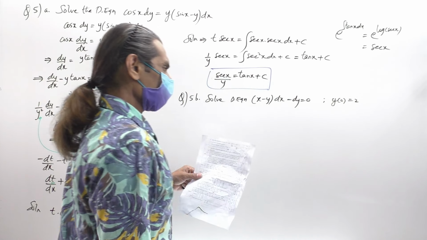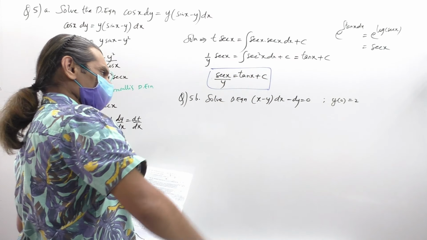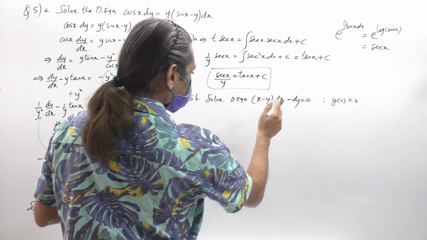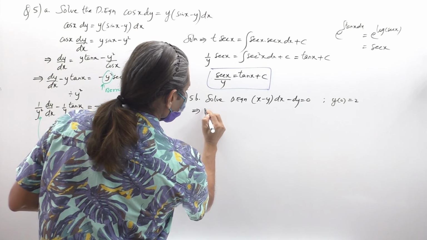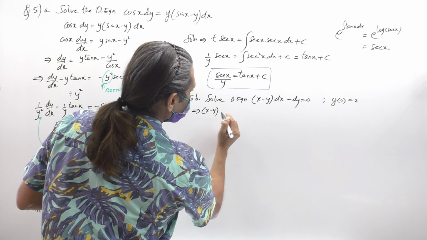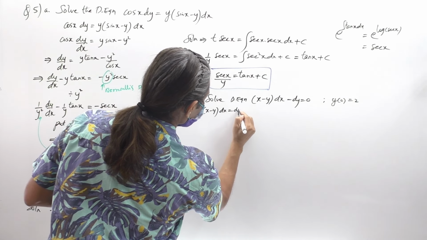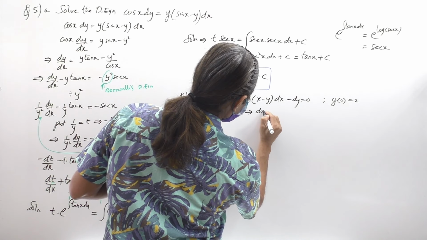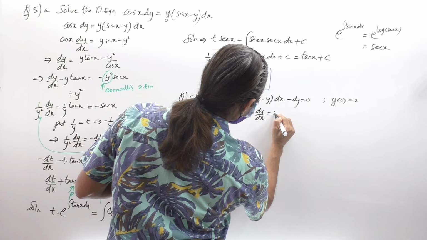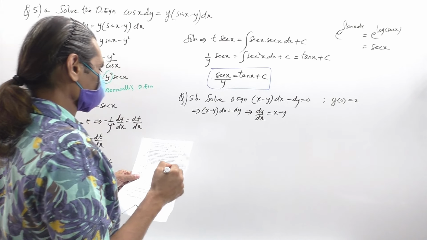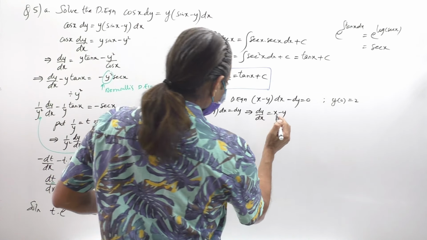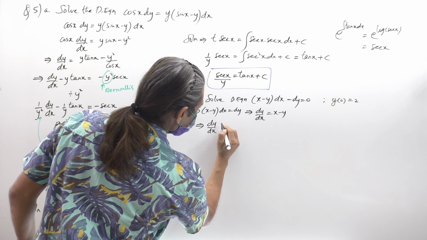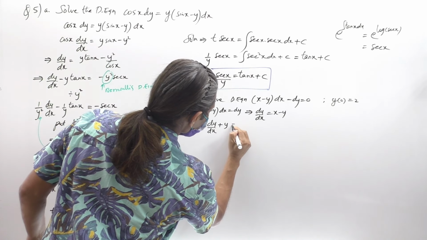Okay, the condition we will see later. First see what type of differential equation this is. I will take that side: that implies (x minus y) dx is equal to dy. So if I take dx constant, that implies dy by dx will be x minus y. Am I right? Correct. That again implies dy by dx plus y is equal to x.